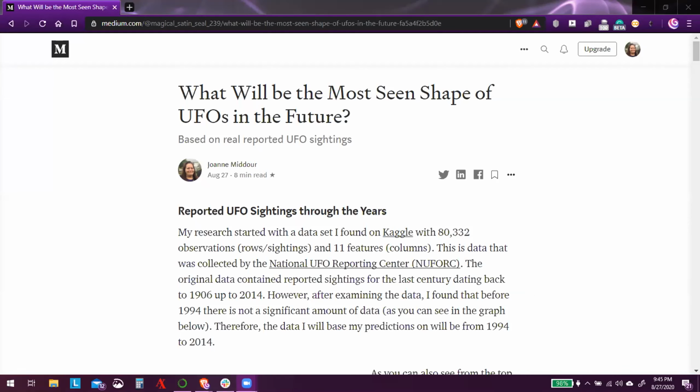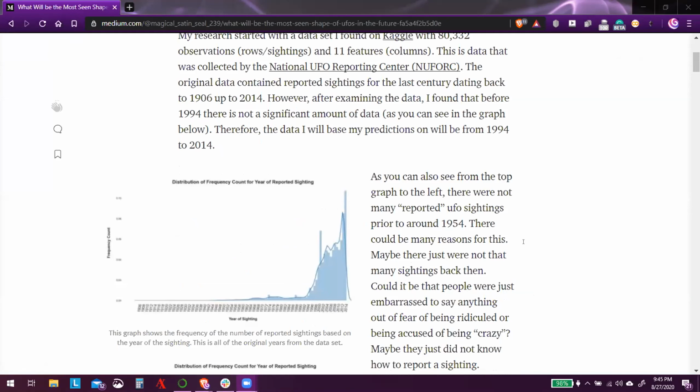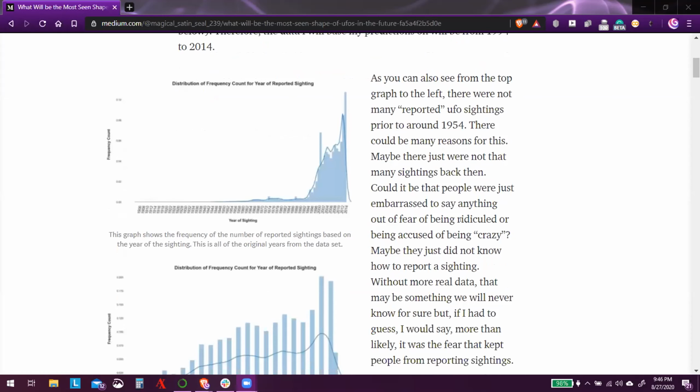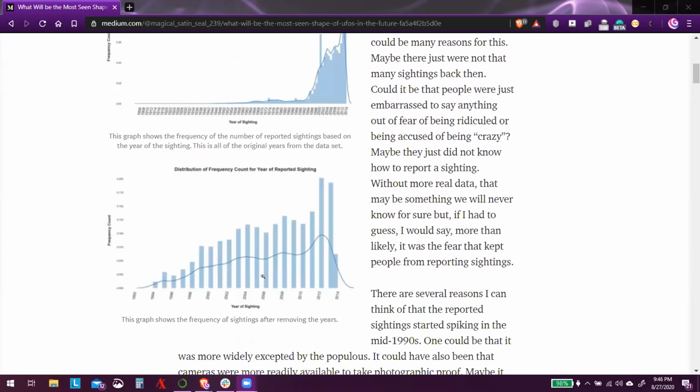All right. For my project, I wanted to know what would be the most seen shape of UFOs in the future based on data collected from real-life reported sightings. I started with a data set that contained over 80,000 observations and 11 features. The first thing I did was look at the frequency count for the years. That is when I found that there were not many sightings prior to 1994. So that helped me to reduce the number of observations in my data set I would go on to use for my predictions. I decided to use the data from 1994 to 2014.